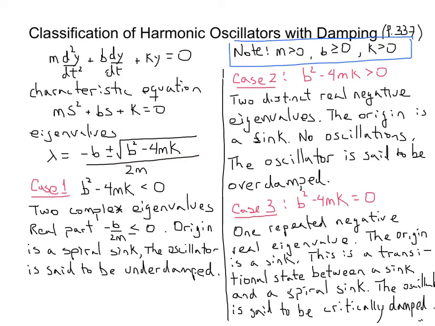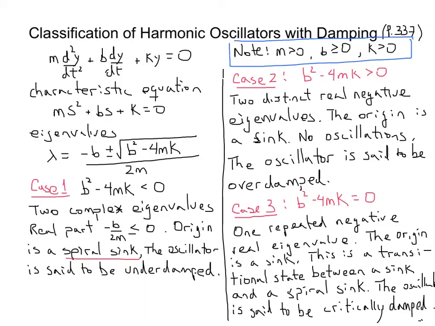There are three cases based upon what we see under the radical sign. If b squared minus 4mk is a negative number, we're going to have two complex eigenvalues with a negative real part. The real part will be minus b over 2m, and if b is positive, this answer will be negative, and if b is 0, this will of course be 0. The origin in this case is a spiral sink. All solutions move towards the origin, but they spiral in.